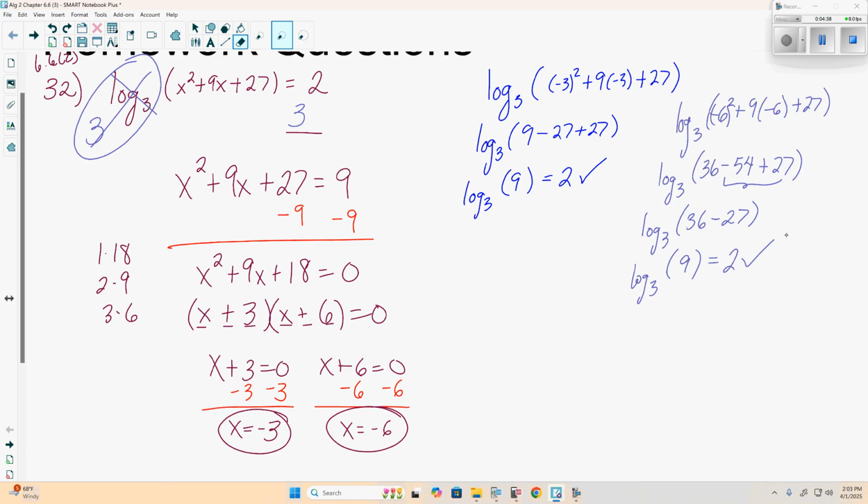It works. Because again, the reason we're checking is because we cannot have a negative end up in the log. So where the 9 ended up, if that had been negative 9, that solution would not work. We cannot have a negative end up in that log. But that's it. Thank you.